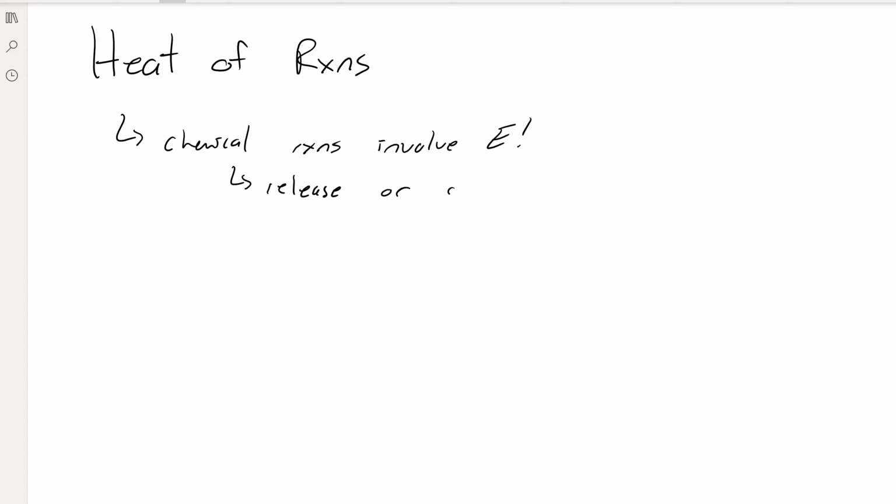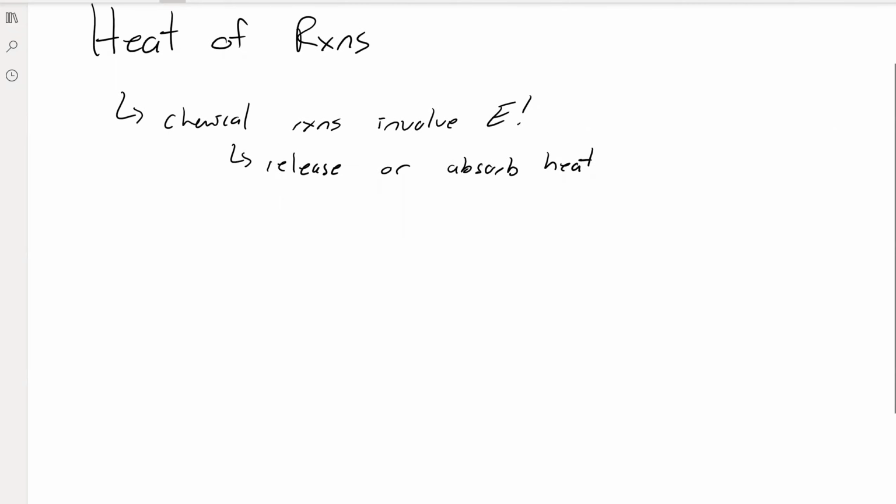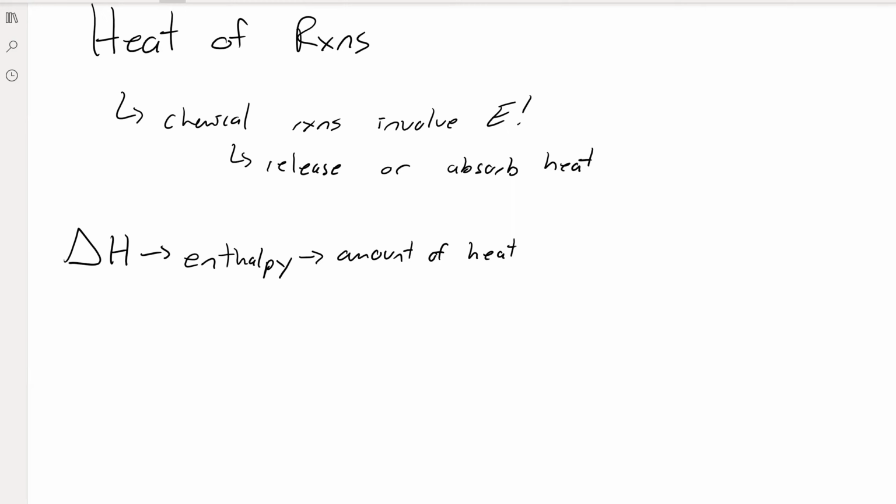So release or absorb heat. And then we're going to give this a fancy symbol. We're going to call this delta, which is just a big triangle, and then a capital H. So delta H. Delta H is going to be known as enthalpy. And for our purposes, it's just going to be the amount of heat released or absorbed in a reaction, right? So it's just the amount of energy that we're just going to call heat absorbed or released during the reaction, and gets this fancy symbol of delta H, which is going to be our enthalpy.